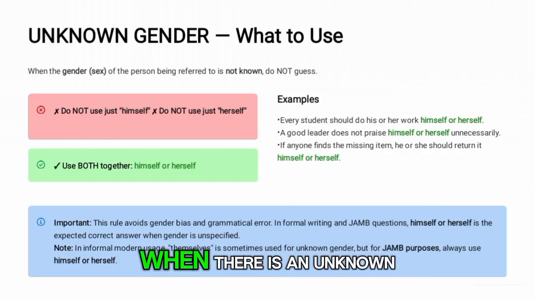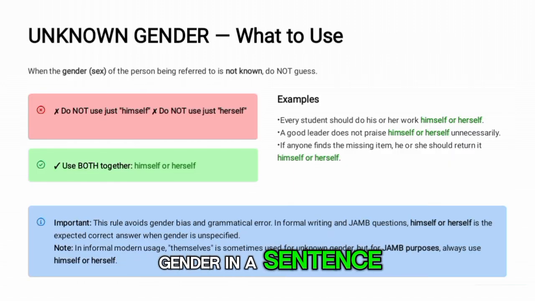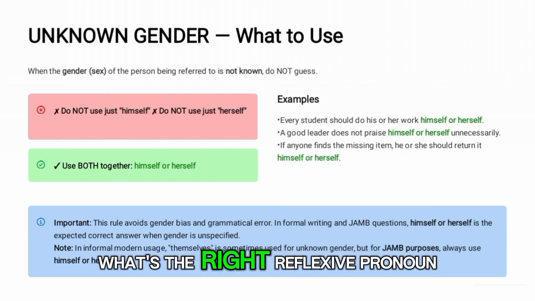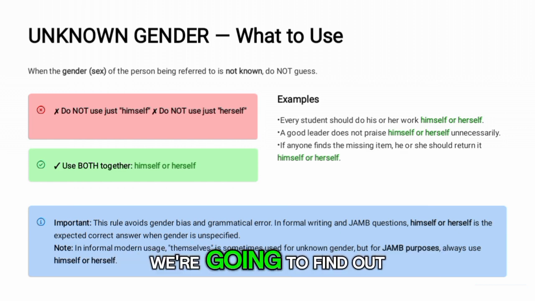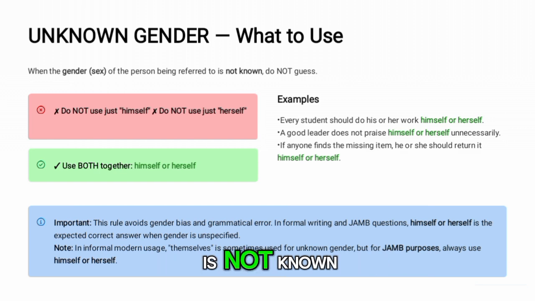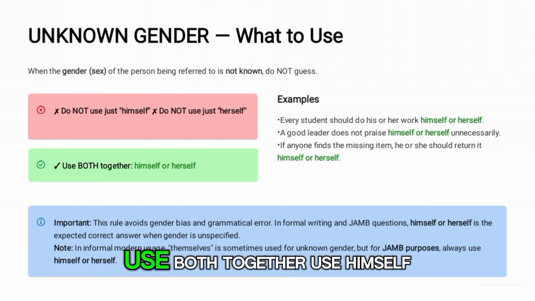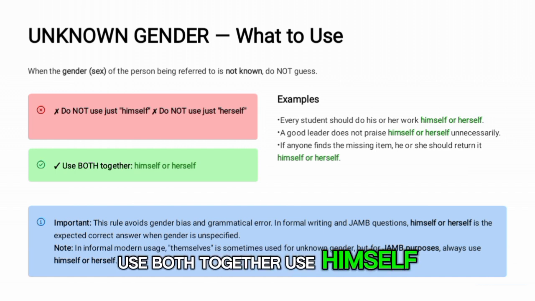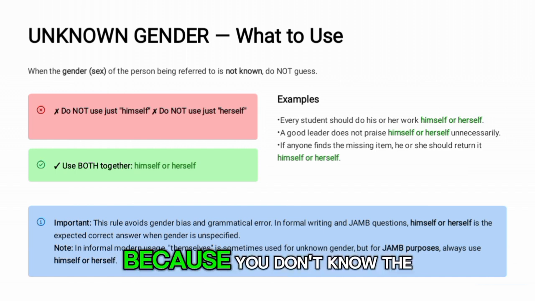Unknown gender. When there is an unknown gender in a sentence, what do we use? What's the right reflexive pronoun to use? We're going to find out now. When I say gender, I mean the sex of the person being referred to is not known. Do not guess. Do not just use himself. Do not use herself. Use both together. Use himself or herself, because you don't know the gender.